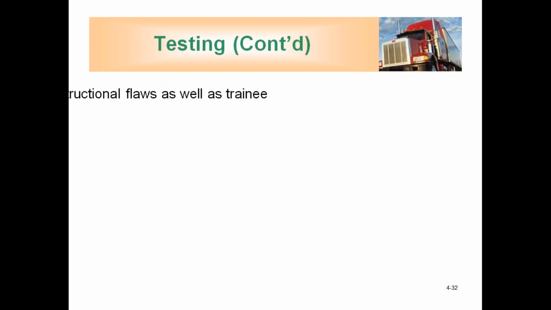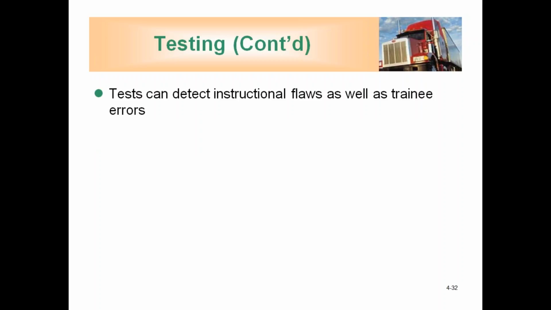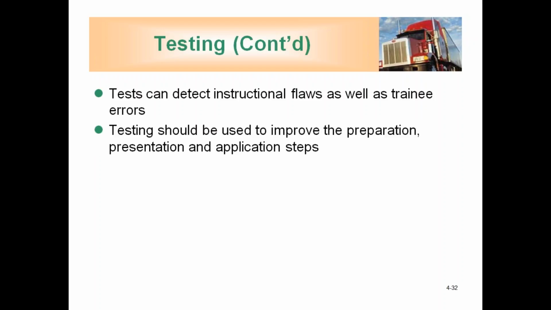The next one is the testing, that is, continue. Tests can also detect the instructional flaws as well as the training errors. Then testing should be used to improve the preparation, presentation, and the application steps. What are the various application steps? What are the various ways by which we can present the things, prepare the things, and the application steps?